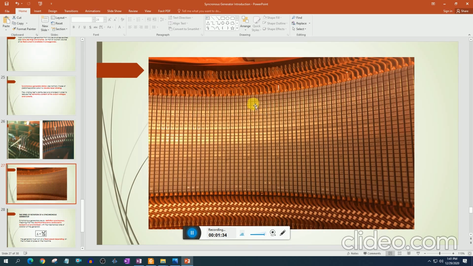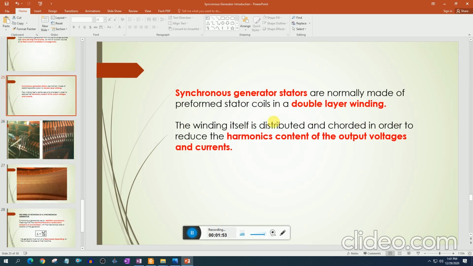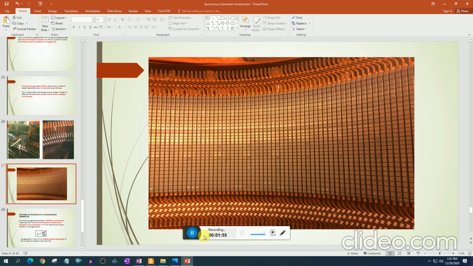This is the core. Inside the core, these are the slots. In one slot, two bars are present. One bar which is present here on the upper side is connected to a bar which goes towards the inner side there. So this means double layer winding. So that's how the stator of the synchronous generator and its winding look.